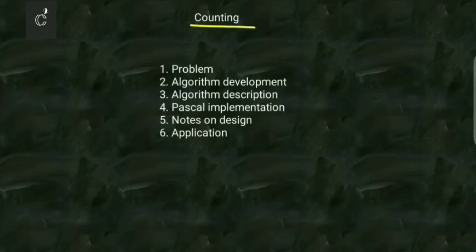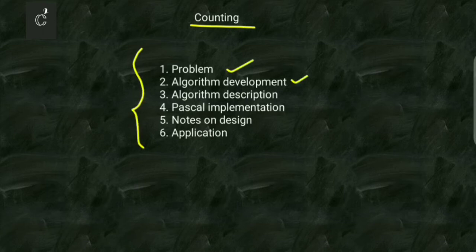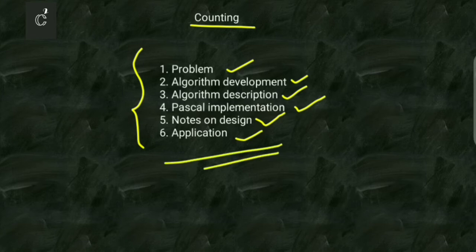Fundamental algorithm for counting. There are 6 steps to be followed. The first step is the problem statement. The second step is algorithm development. Third, algorithm description. Fourth, Pascal implementation. Fifth, notes on the design. And sixth is the application that is using the algorithm counting.